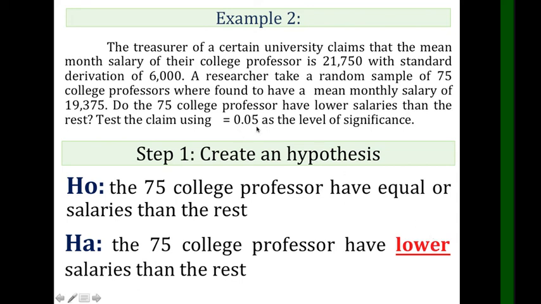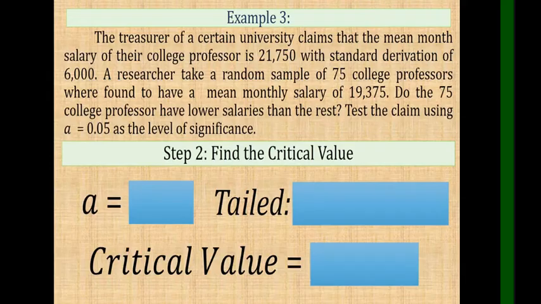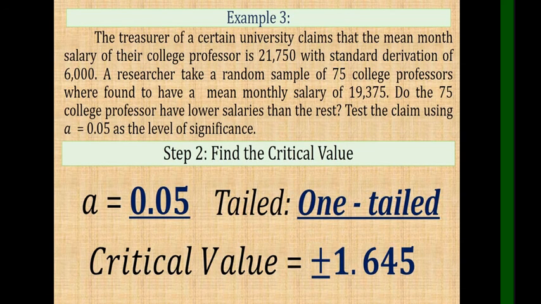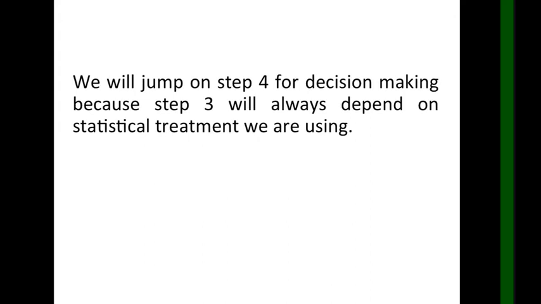Kung babalikan mo ulit yung table, you need to look for the intersection of 0.05 and the one-tailed. And you will get this. So, alpha is 0.05, one-tailed, and you will get positive, negative 1.645. Or kahit wala na yung positive and negative 1.645. Okay? So, that's all about step number 2, determining the alpha, determining the number of tails, if it is one-tailed or two-tailed, and the critical value.